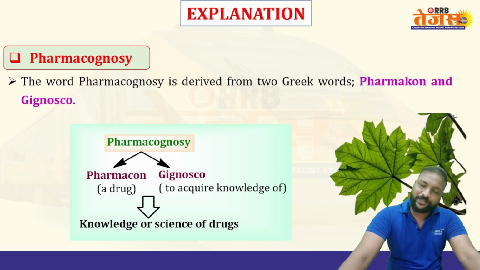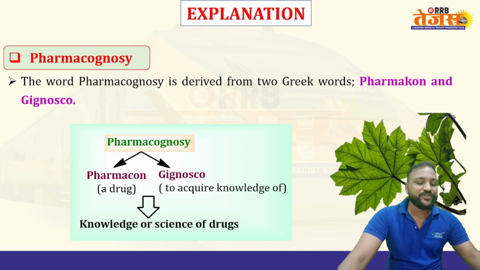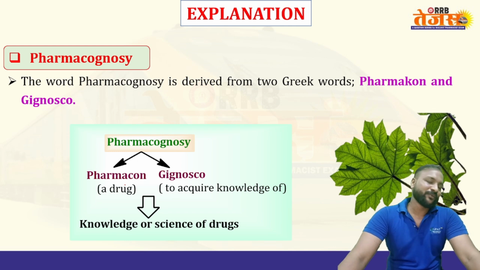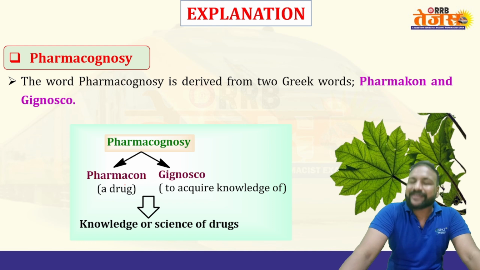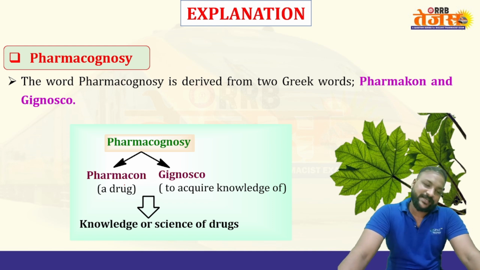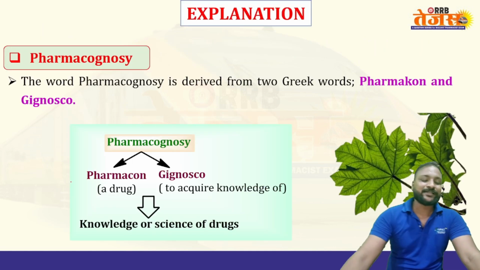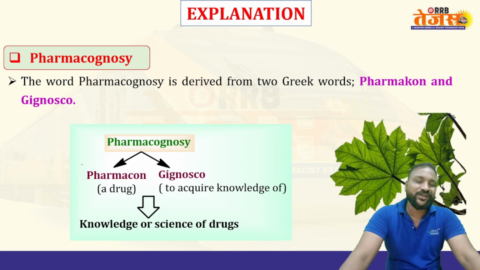As you all know, while you're studying pharmacognosy, the first thing you go through is the definition. The word pharmacognosy is derived from two Greek words, that is pharmakon and gignosko, where pharmakon means a drug and gignosko means to acquire knowledge. So in simple words, to acquire the knowledge of crude drugs is nothing but pharmacognosy. So option B is right here. This is the explanation: knowledge of crude drugs, or science of drugs, or to acquire the knowledge of crude drugs.